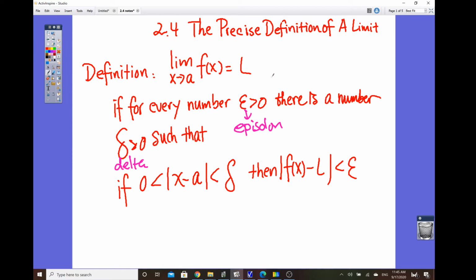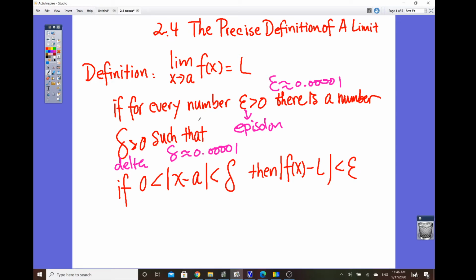Epsilon is a very small number, almost considered like 0.000001. Okay, so it's a very small number, getting close to that number. And for delta, also, it's a very small decimal. So if 0 is less than the absolute value of x minus a, which is less than delta, then the absolute value of f of x minus the limit is less than epsilon.